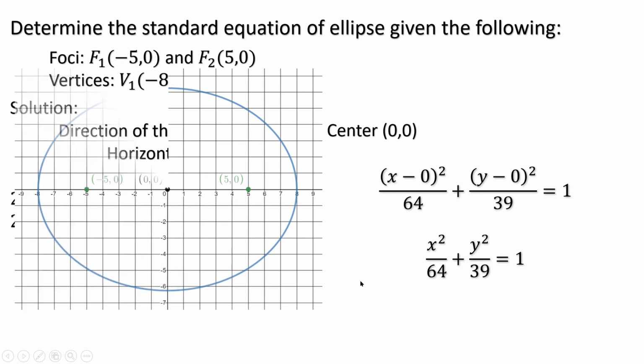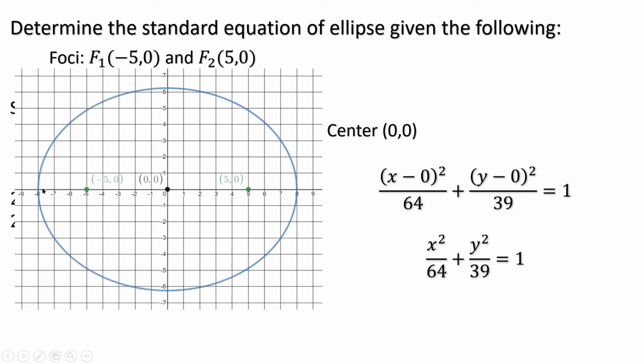And let's look at the graph. So horizontal major axis, so the denominator is bigger here compared to here. And our foci are negative 5, 0 and 5, 0 with our center.